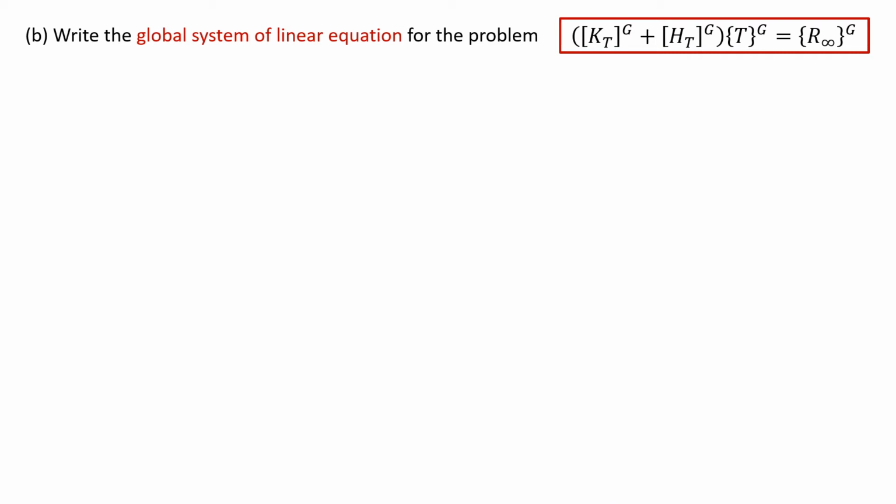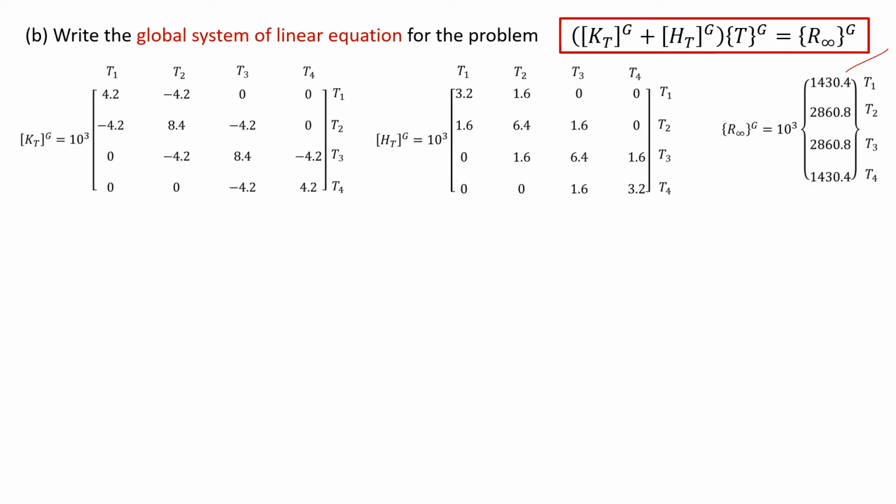In this example, as we use more than one element, therefore, we are going to set up the global system of linear equation using the equation shown. All the products like the global conductivity matrix, the global convection heat transfer matrix, as well as the global heat rate vector have been determined in the previous slides as shown. The next step, you just need to get the summation of matrix K plus H as shown in this equation.